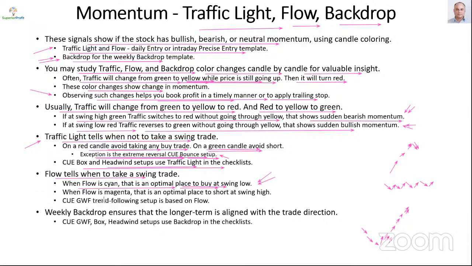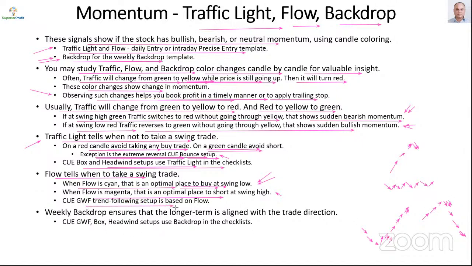a trend following long trade. And when flow is magenta, that is the optimal place to short at swing high. So we have to have a swing high, then flow turns magenta. That's an optimal short point. And after that, we may have another bearish flow later, but that's not the optimal short point. The optimal short point is when magenta flow comes at swing high.